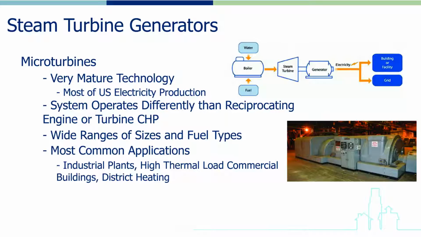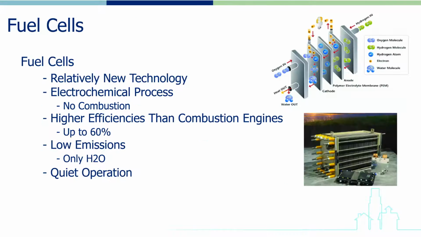They are typically found at industrial plants, commercial buildings with high thermal loads, and district heating sites. Fuel cells are a relatively new technology that use an electrochemical process to convert the chemical energy in a fuel to electricity and waste heat. In contrast to reciprocating engines, gas turbines, and steam generators, all of which are combustion-based technologies, fuel cells generate electricity without combusting the fuel, and the byproducts of electricity generation are typically only water and heat.